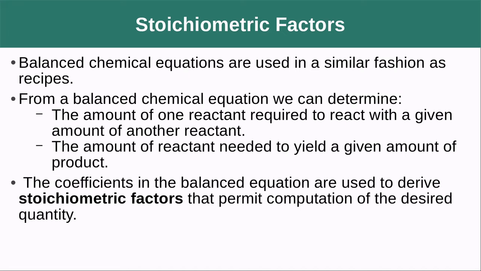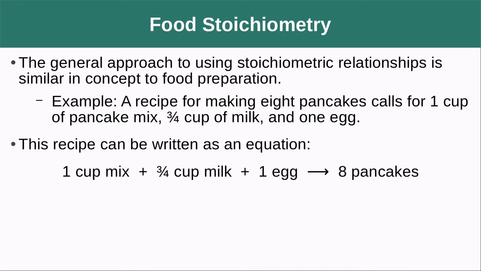So let's look at a little example of stoichiometry. I like this example. The general approach to using stoichiometric relationships is similar in concept to food preparation. So let's say that we have a recipe, and the recipe says that to make 8 pancakes, you need 1 cup of pancake mix, 3/4 cup of milk, and 1 egg. So we can write this recipe in chemistry speak as 1 cup mix, 3/4 cup milk, and 1 egg yields 8 pancakes.